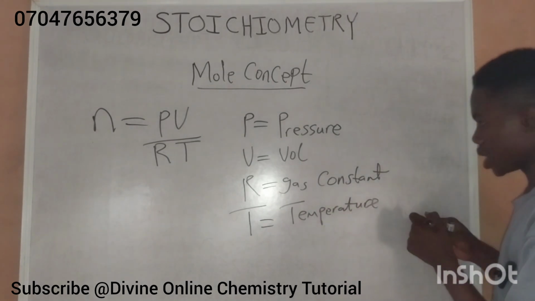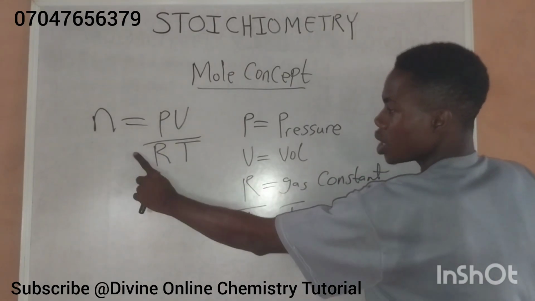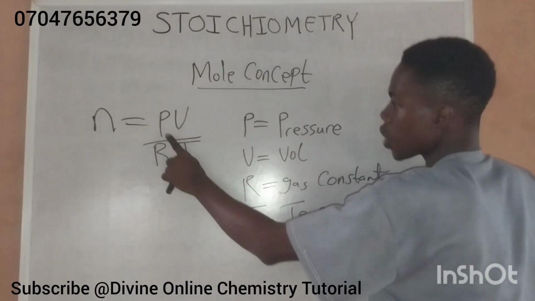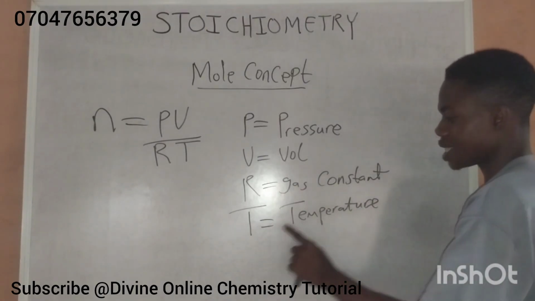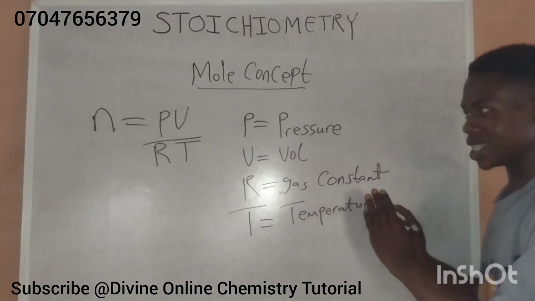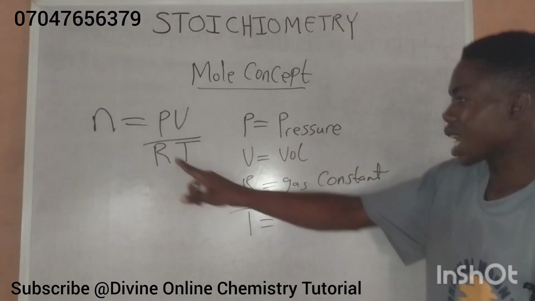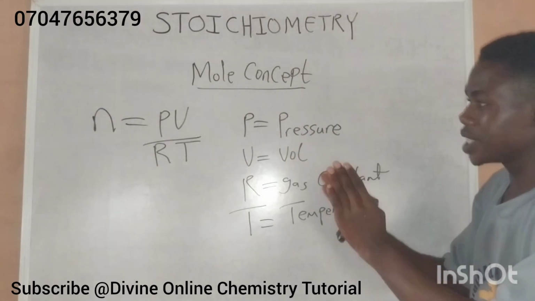So please take note of this. N, which happens to be the number of mole, is equal to PV divided by RT, where P is pressure, V is volume, R is the gas constant, T is temperature. This is the formula for calculating the number of moles under mole concept. Please take note of this.